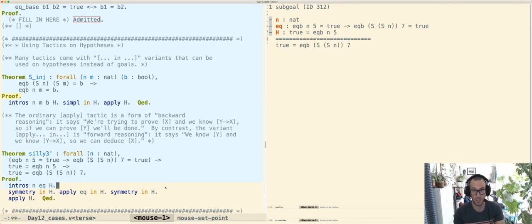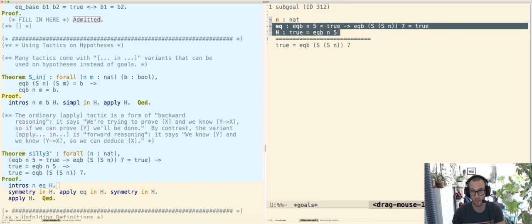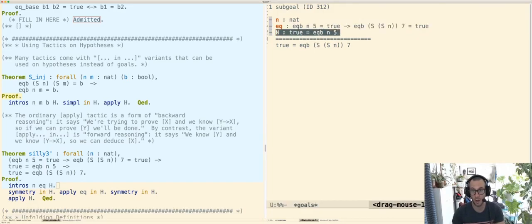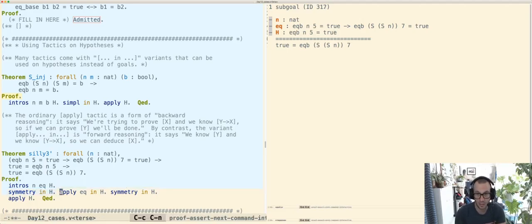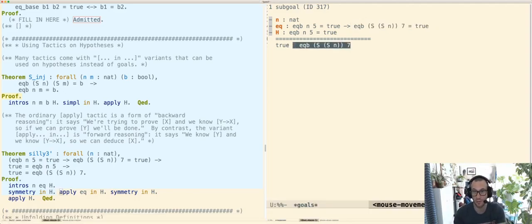Okay, so what I'm going to do is I'd like to apply EQ here, but the problem is that the sides are swapped, right? Here we have EQB n 5, here we have true equals EQB n 5, so they're switched around. So by doing symmetry in H it flips. Okay, now I can apply EQ in H because the premise matches the hypothesis. So this is the key thing for forward reasoning. Backwards reasoning, you match the conclusion of your implication with your goal, and then you get subgoals for each premise, right? Forward reasoning, you match the first thing of your implication with the thing you're applying it in, and then you'll get this as what's left.